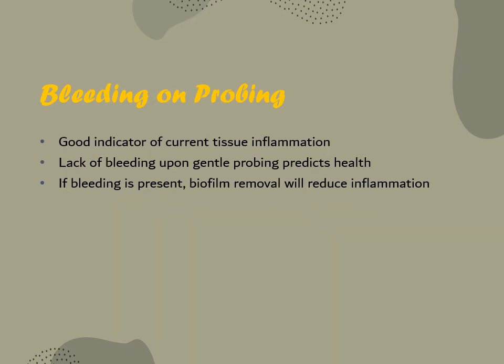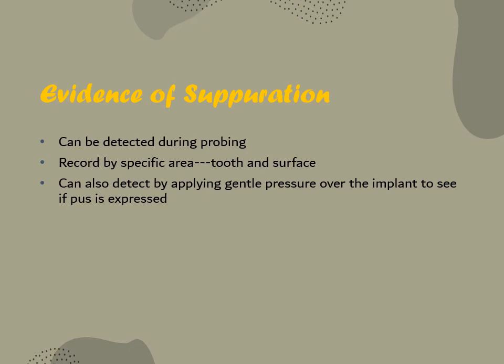Bleeding on probing is going to be a good indicator of current tissue inflammation. So therefore, a lack of bleeding upon gentle probing will predict health. That's important. If bleeding is present, biofilm removal will reduce inflammation, obviously. Evidence of suppuration can be detected during probing. So you stick that probe in there and then you kind of watch the pus sort of ooze out. Record by specific area, so the tooth and the surface. This is really important that you are recording any areas that have suppuration, even on natural teeth, but especially in implants. This can also be detected by applying gentle pressure over the implant to see if pus is expressed.